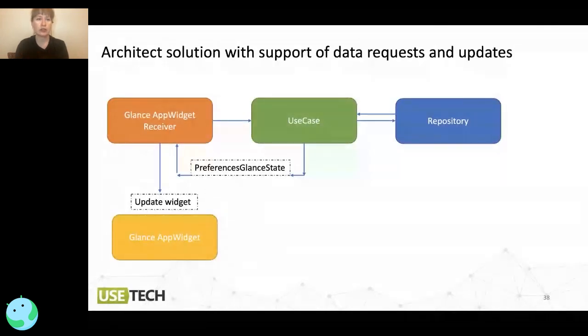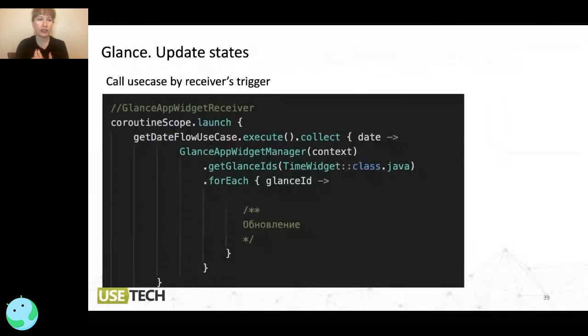So in these cases, our architecture solution could look just like this. We have our widget, we have our receiver, and then the receiver, at a special moment, or maybe it could be an action called with a clickable, calls our use case, calls our repository, gets some data, puts it back, and then we put it in our preference Glance state. It could also be done in a receiver, and then our receiver needs to call something to update our widget. So it will be just like this.